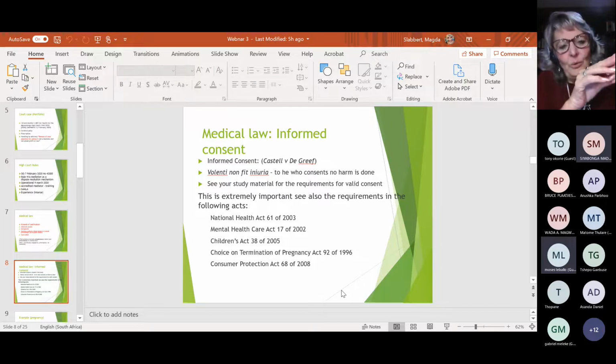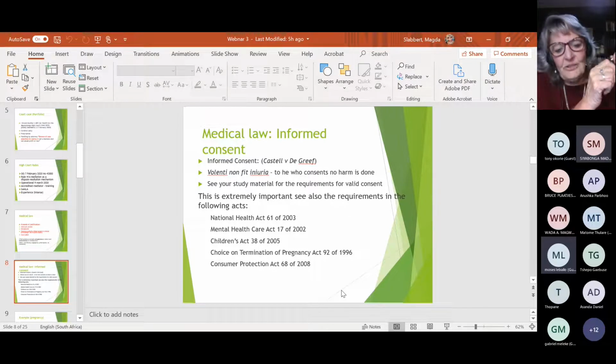Okay, then remember also that apart from informed consent, as I've indicated, linked to the Constitution, the right to self-determination, the National Health Act also determines that the user, they use the word user and not patient in Section 6, that you must get informed consent. The same with the Mental Health Care Act.